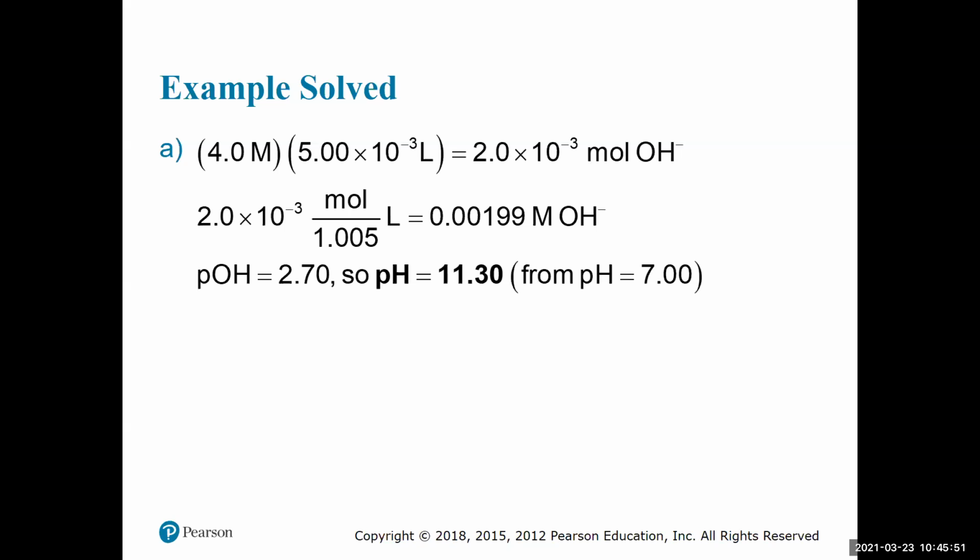I also know that pH plus pOH equals 14. So I can subtract this 2.7 from 14 and get a value of 11.3 for my pH. So this is what's telling me the new pH of my water solution when I've added the base to it. Well, we always say theoretically water has a pH of 7, so let's stick to that.